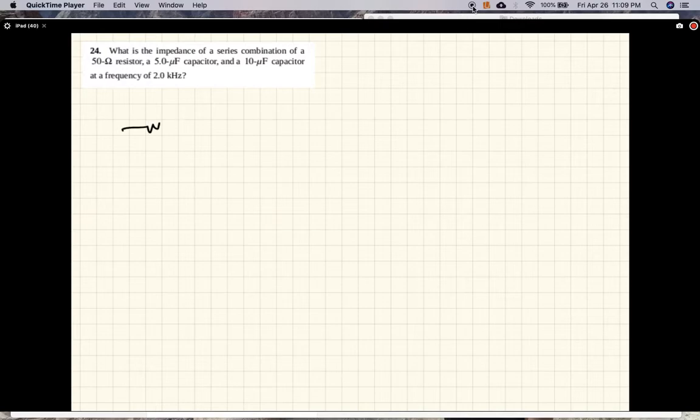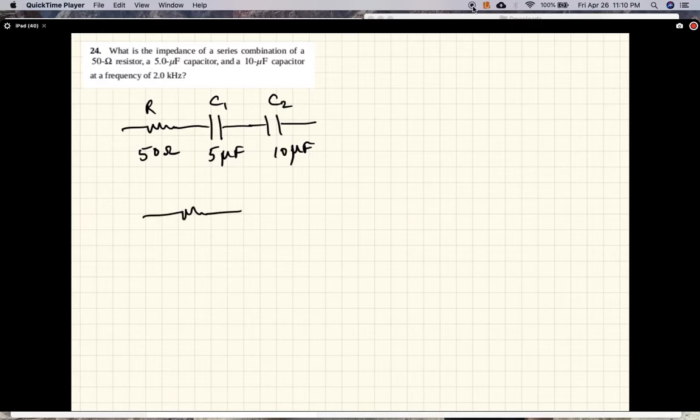Okay, let's draw a diagram first. Here's the resistor, and we have two capacitors in series. We'll call them C1 and C2. R is 50 ohms, C1 is 5 microfarads, and C2 is 10 microfarads. The first thing we want to do is to reduce this to a single capacitor.